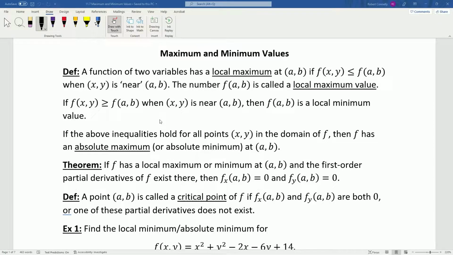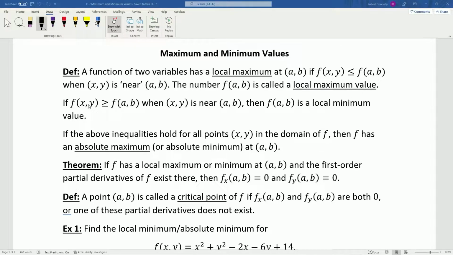Hello everybody, and welcome to our video on maximum and minimum values. So we're going to start out with a definition. A function of two variables has a local maximum at (a, b) if the value of the function at (x, y) is less than or equal to f(a, b) whenever (x, y) is near (a, b). The number f(a, b) is then called a local maximum value.